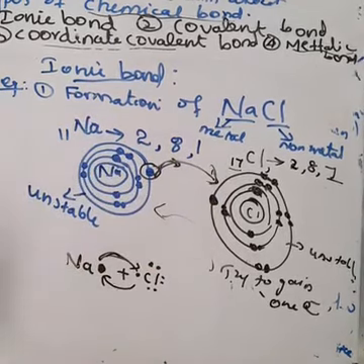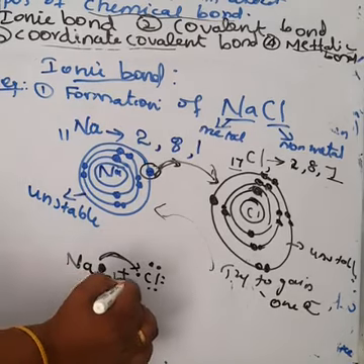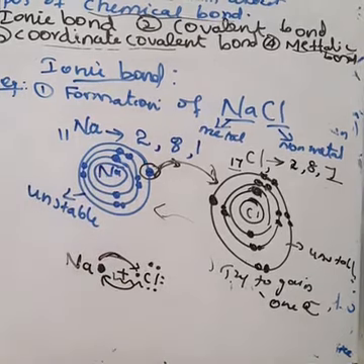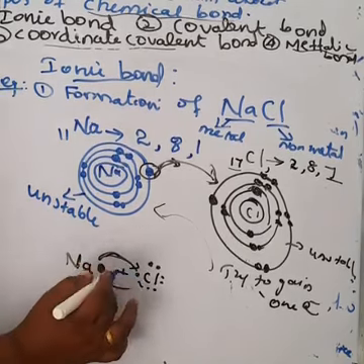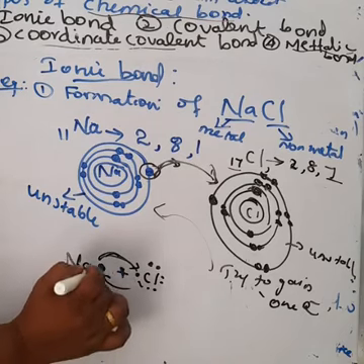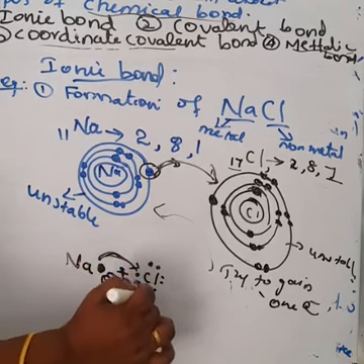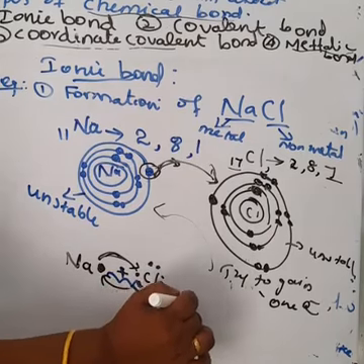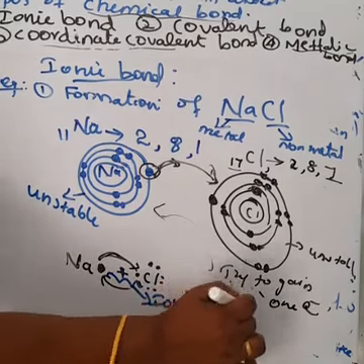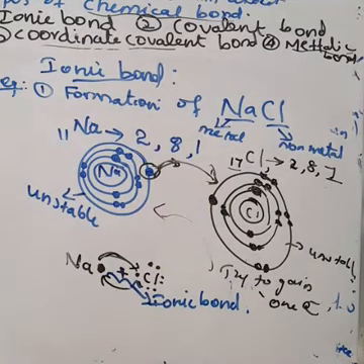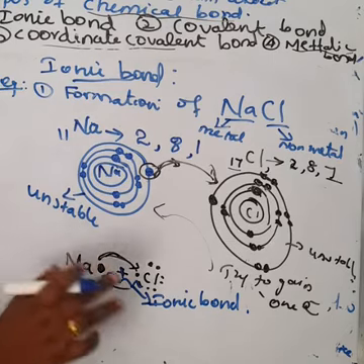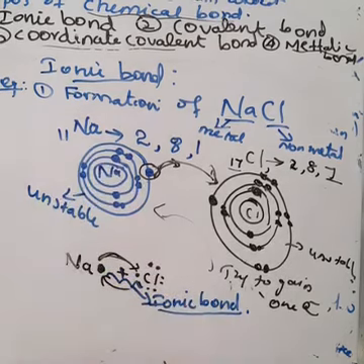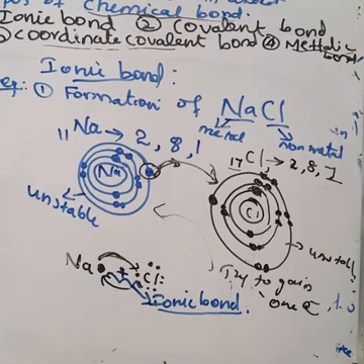When transferring, a force of attraction takes place here. The chlorine atom is highly electronegative, so it always attracts the electron towards itself. This electrostatic force of attraction forms a chemical bond between them. This bond we call an ionic bond.